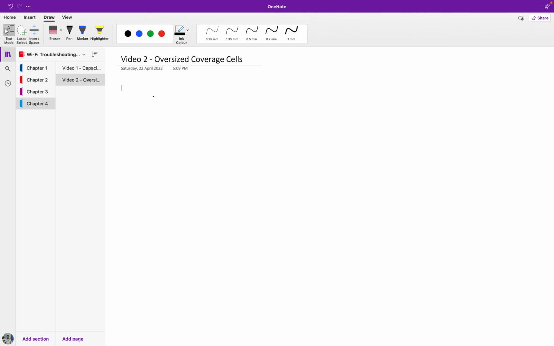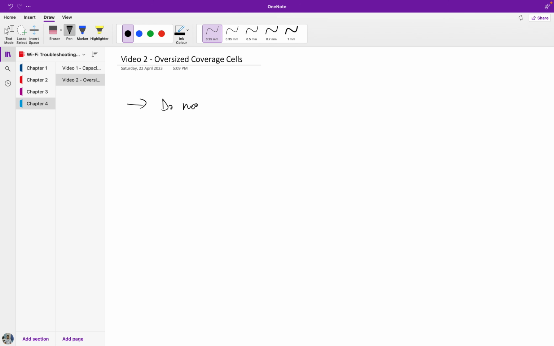Another topic I wanted to touch on here is oversized coverage cells, because there's a misconception in the Wi-Fi world among a lot of people: when you deploy an access point, why not maximize the range and put it on maximum power? No, that's the biggest mistake you can make.